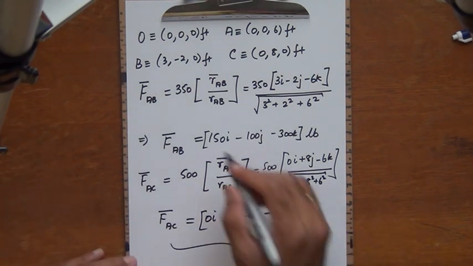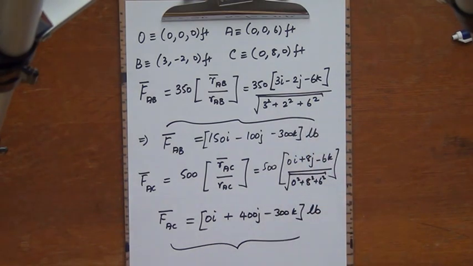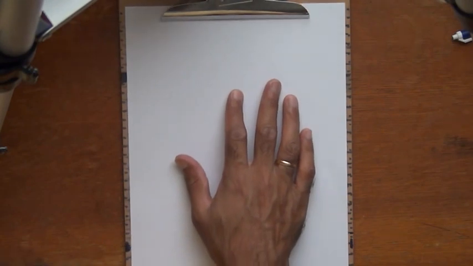So I have both the forces FAB and FAC found out here. So that means pretty much half the work required for this problem is already done. I'm going to rewrite the forces. Now we're going to look at the moment caused by each of the forces about the point of interest, which is the point O for us.